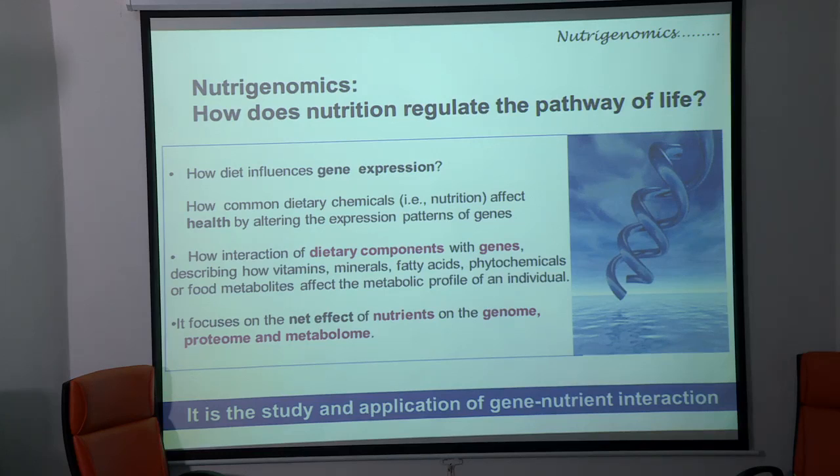because there are different levels at which these food materials, when they impact the gene, will produce the results. So we can't just stop at a genomic level or a proteomic level. We have to come down to the metabolite profile level to study the impact of all these dietary components. So overall, it focuses on the net effect of the nutrients on the genome, on the proteome, as well as on the metabolome.